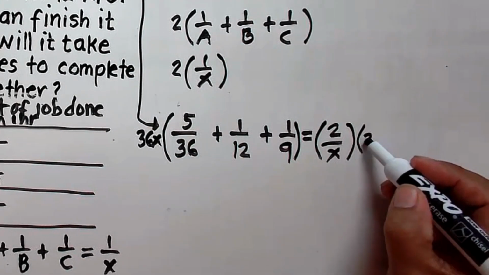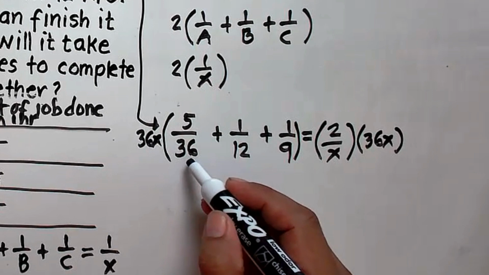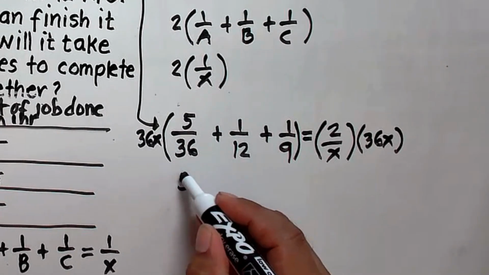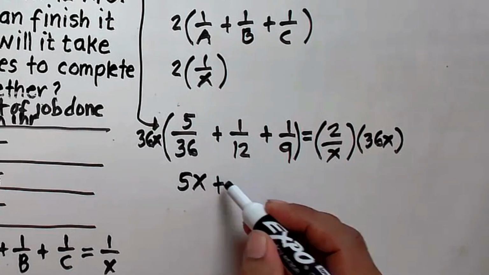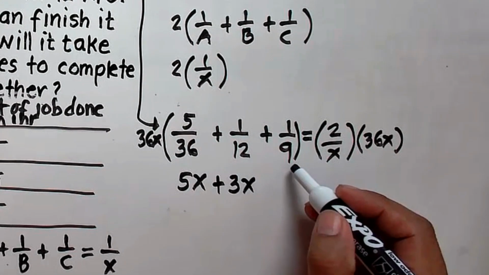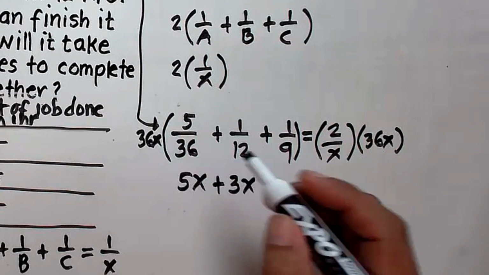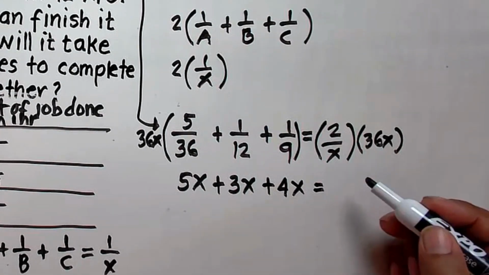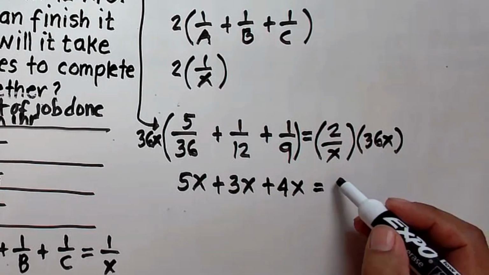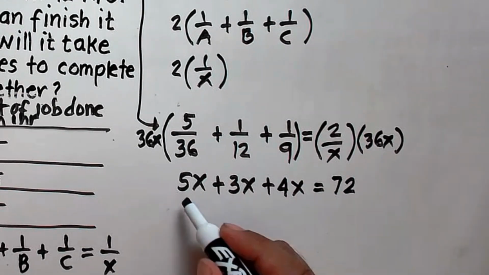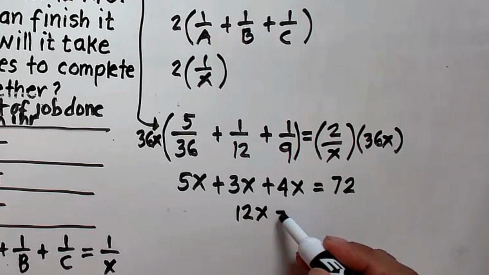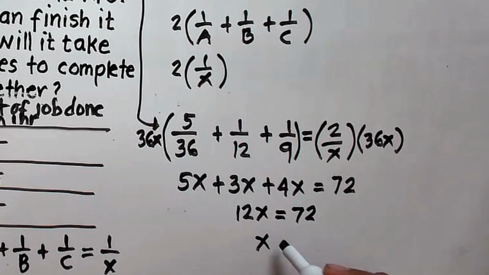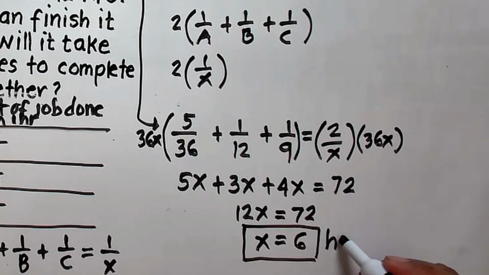Multiply this by 36x. 36 divided by 36 is 1, so we have 5x. 36 divided by 12 is 3, times x is 3x. 36 divided by 9 is 4, times x is 4x, equals, this x and x cancelled out, we have 72 at the right side. 5 plus 3 plus 4 is 12, copy x. 12x equals 72, or x is equal to 6. So, x is 6 hours.